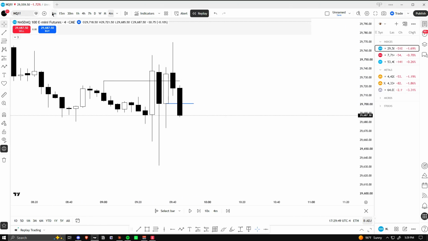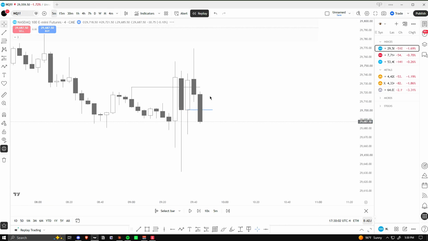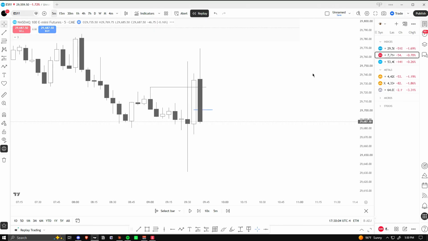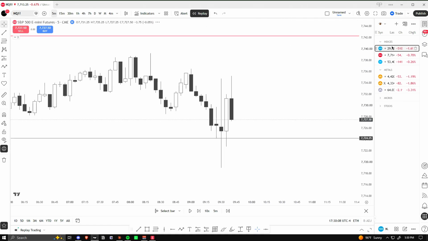And this is fine. Just sometimes around the open like this, it's not the perfect ideal development, since ideally I would have liked price to just create this CSD here, pretty much immediately after the driver. It doesn't do that. It takes a little bit of time. We also had some SMT with ES, which is also what gave me a little bit of added confluence.